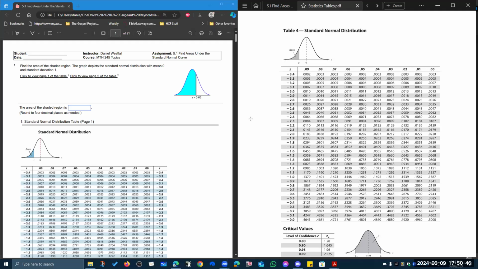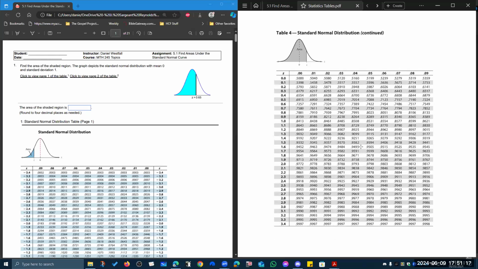In this video, we're going to find areas under the standard normal curve from 5.1. I have table 4 from the textbook over here on the right-hand side. It's included in all of these problems, but I just want to make sure that I show you how to use table 4. So let's look at this first problem where z is equal to a positive 0.85. There's a negative side of the table and a positive side of the table. We're going to want to scroll to the positive side of the table here.